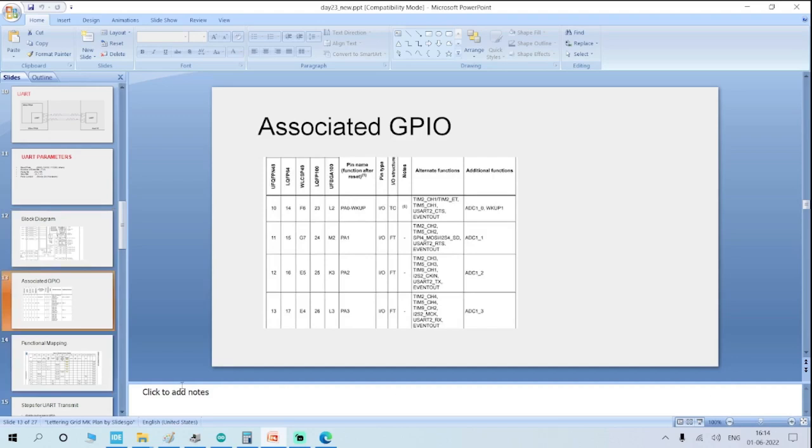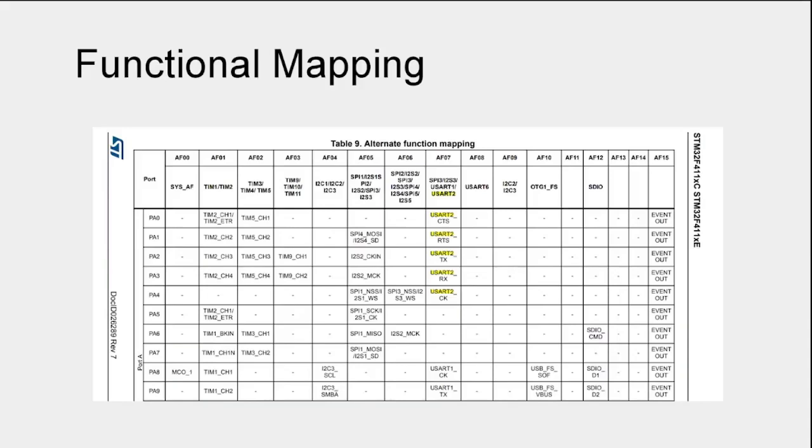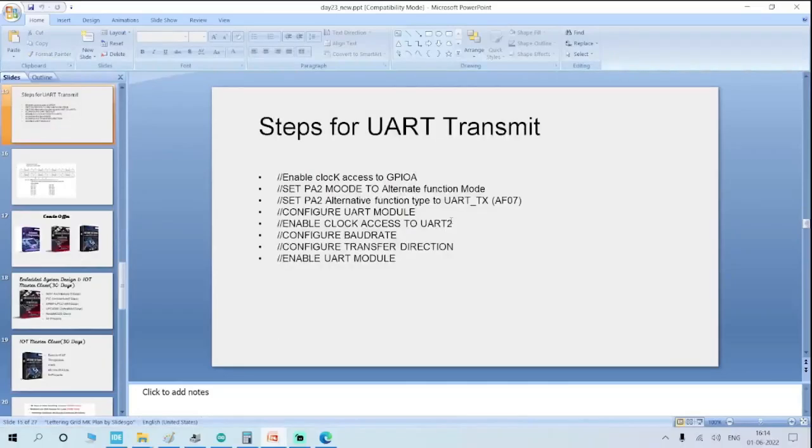Once you find the associated GPIO, you have to check the functional mapping. In the functional mapping, you will find the pins, like PA2 is connected to USART2 and PA3 is connected to USART2. And on the top, you have AF07. This is the value used for the alternate function mapping. I'll show you in the program.